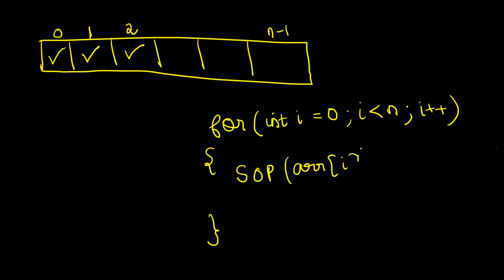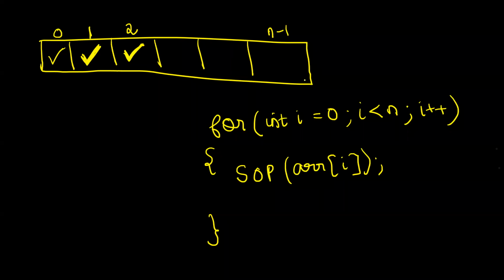System.out.println arr of i. So see what will happen. First of all, the value of i will be 0 and I will print arr of 0. That is the data which is present in the 0th index. Then the value of i will become 1 and I will print arr of 1, which is the data present in index number 1. Then the value of i will be 2 and I will print the data present in the index number 2. Likewise, the value of i will go till n minus 1.